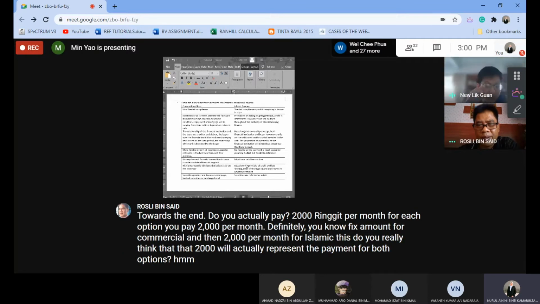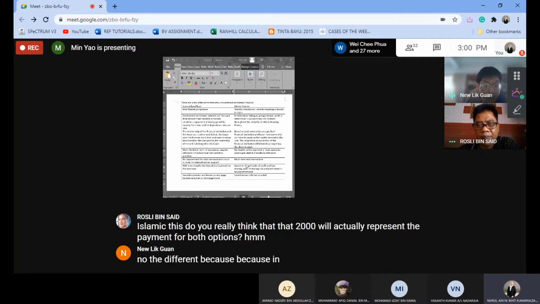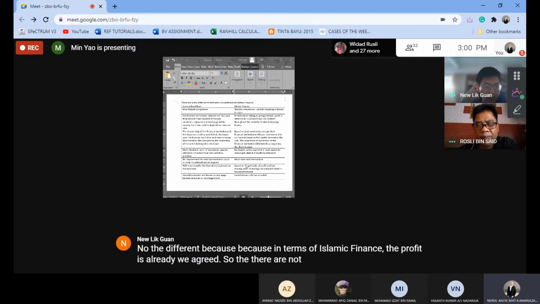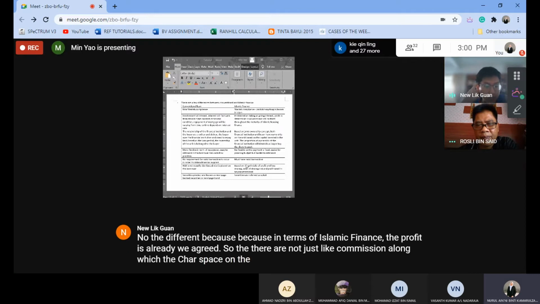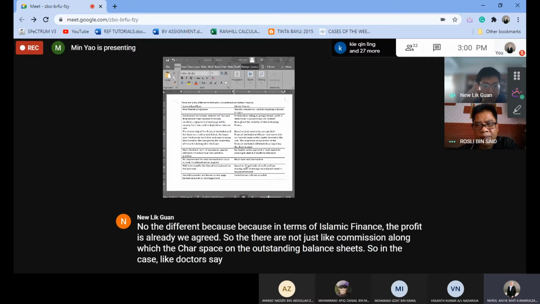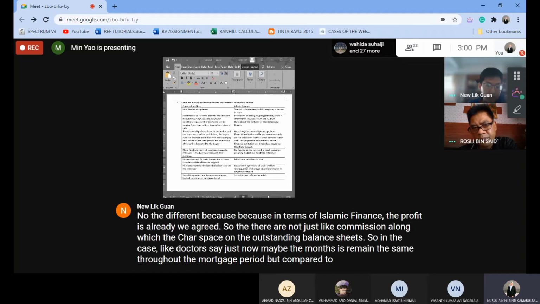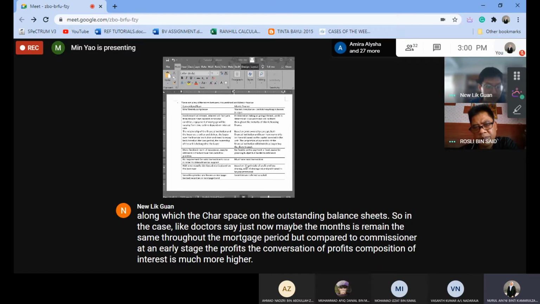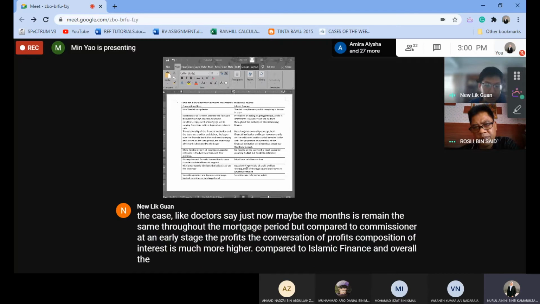No, it's different because in terms of Islamic finance, the profit rate is already pre-agreed. So they are not charged like a conventional loan, which is charged based on the outstanding balance. So in the case like the doctor said just now, maybe the profit per month remains the same throughout the mortgage period. But compared to conventional at the early stage, the composition of interest is much higher compared to Islamic finance. And overall, if we get Islamic finance, we pay less interest compared to conventional loan.